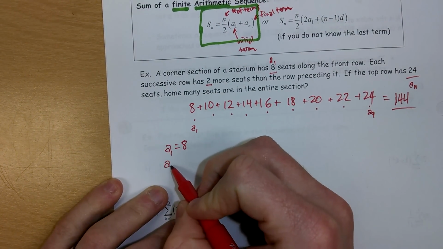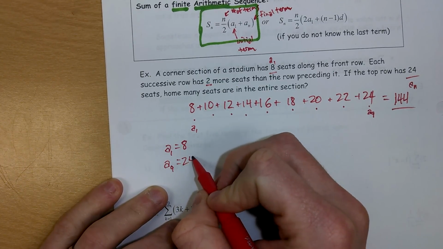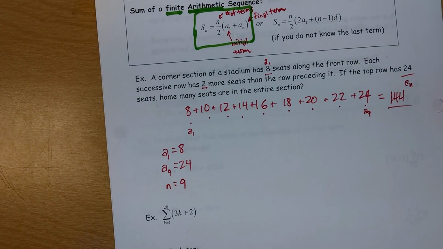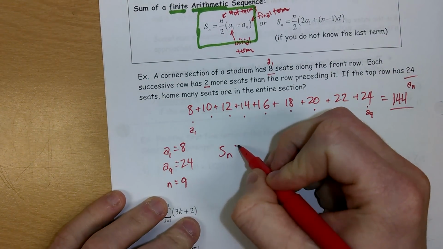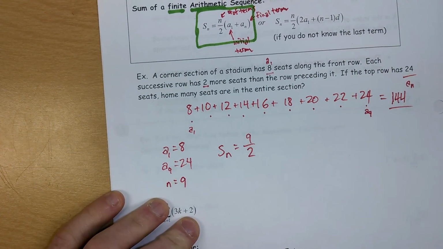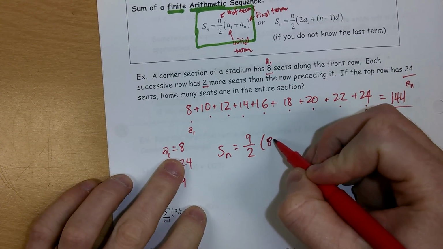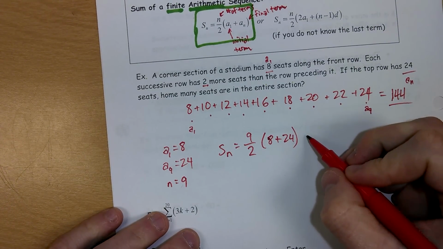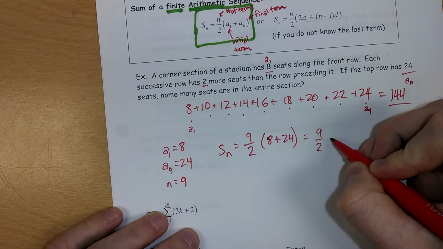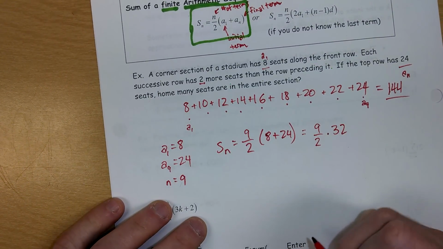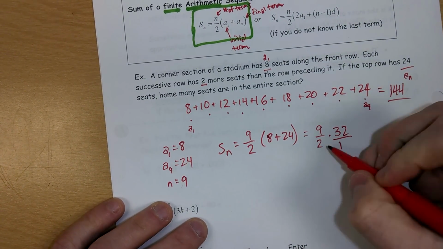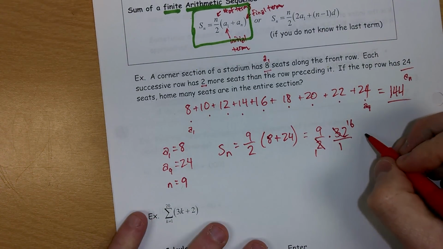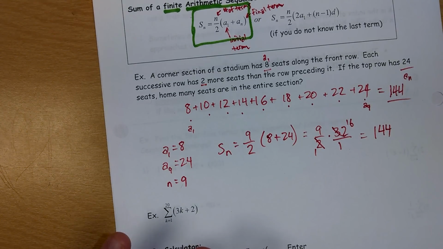Our final value, this is our a sub n, is 24. And our n value is 9, because we've got 9 terms, starting with number 1. So let's plug them into our formula. So S sub n is 9 over 2 times our initial 8 plus our final 24. Okay, 8 and 24 is 32. So we've got 9 over 2 times 32. Let's see, if we try to do some of this in our head, 32 is 32 over 1. 2 goes into 2 once, goes into 32 16 times, and 9 times 16 is 144.